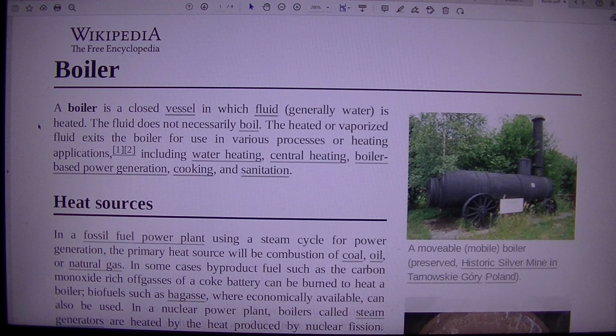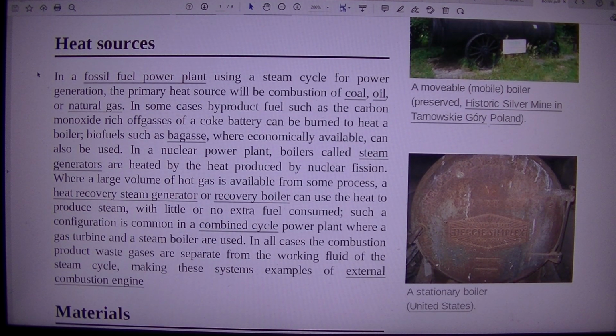Heat sources. In a fossil fuel power plant using a steam cycle for power generation, the primary heat source will be combustion of coal, oil or natural gas. In some cases byproduct fuel such as the carbon monoxide-rich off-gases of a coke battery can be burned to heat a boiler. Biofuels such as bagasse, where economically available, can also be used. In a nuclear power plant, boilers called steam generators are heated by the heat produced by nuclear fission. Where a large volume of hot gas is available from some process, a heat recovery steam generator or recovery boiler can use the heat to produce steam, with little or no extra fuel consumed.